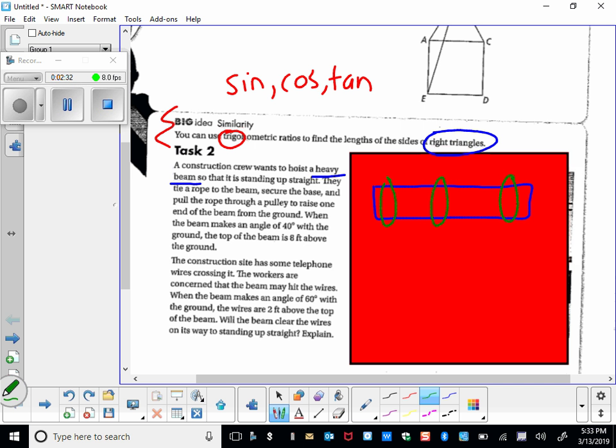And then when they're going to secure the base of the beam, they're talking about, if we have the ground of a construction project, one of the ends of the beam is going to be secured in the ground. It's going to stay put. It's not going to move. And they're going to pull the rope through a pulley to raise one end of the beam from the ground.